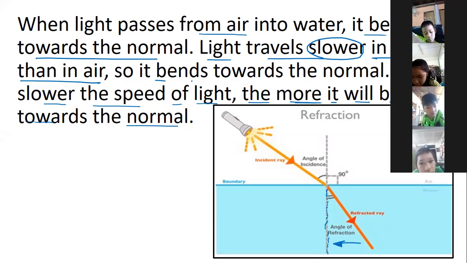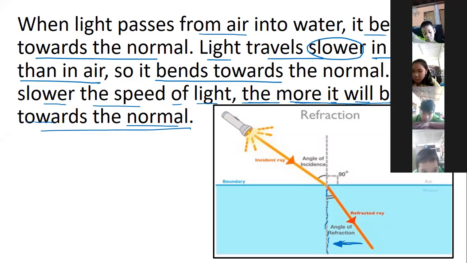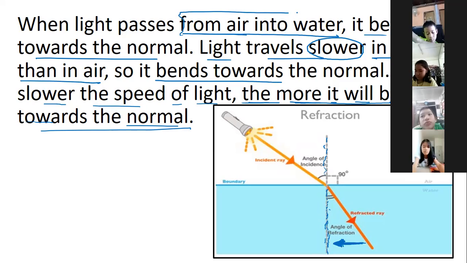So it bends towards the normal. So the bend goes to the normal. The slower the speed of light, the more it will bend towards the normal. Meaning, if the water is not so clear, it will bend more. The normal line is here in the middle. Okay? So that is the first one, from air into water. Remember this one.